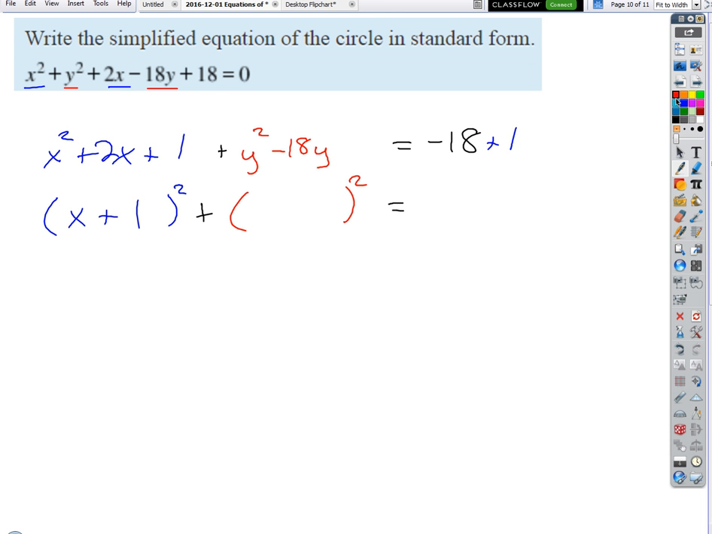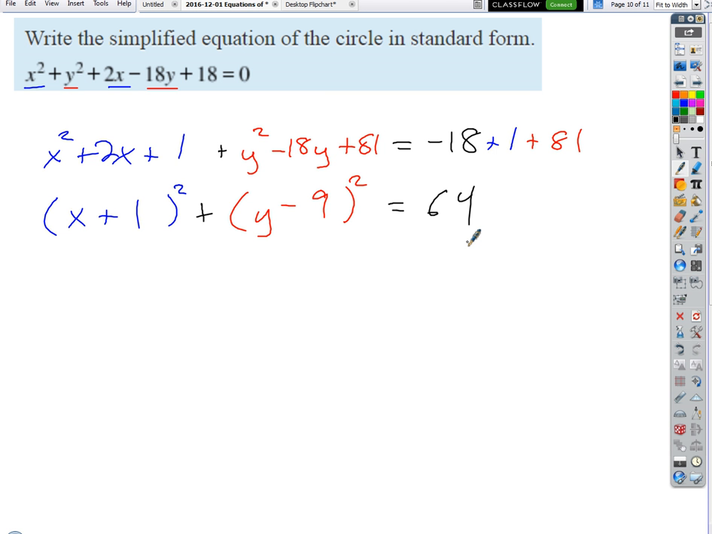Okay? What about right here? I'm going to get y minus what? 9. So then k is 9, and I add to both sides 81. Okay, so what's that give me on this side then? I'm going to get 82 minus 18 is 72, 64. Right? Done. That's it.